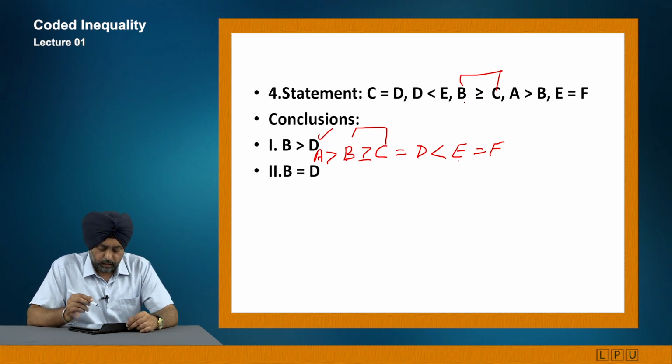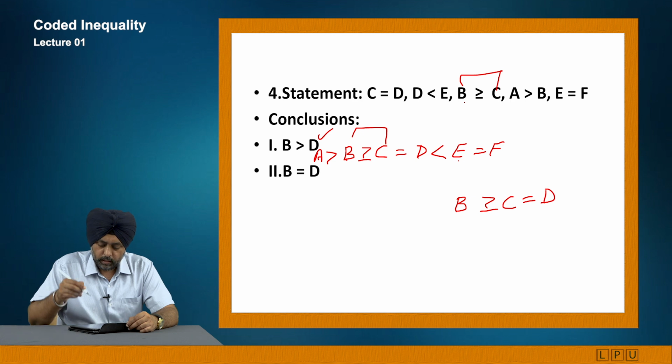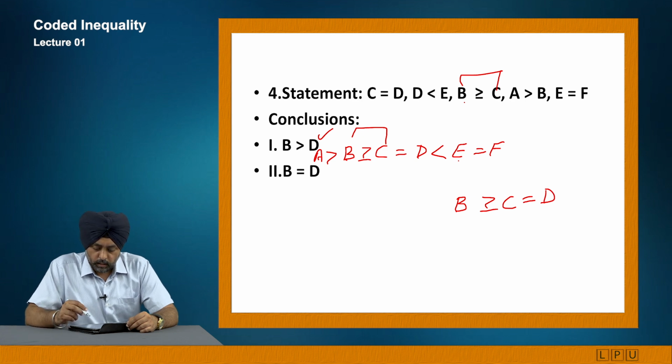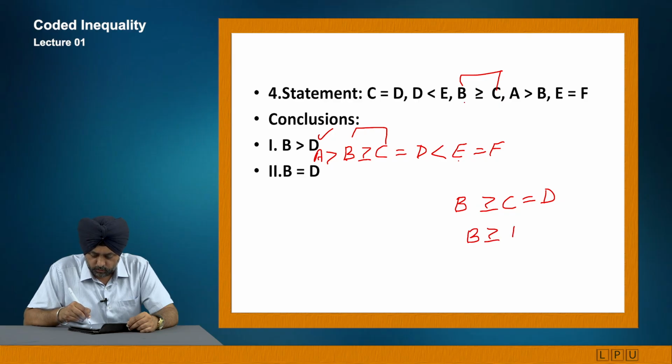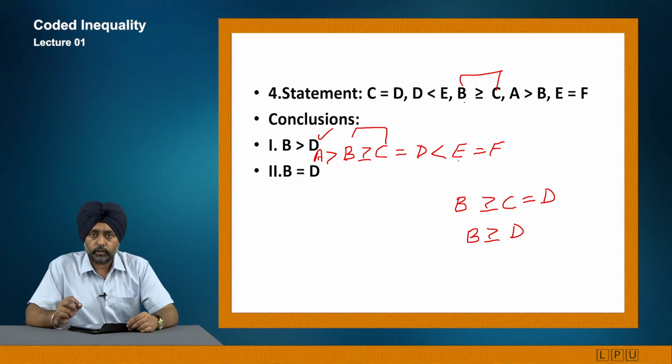First is B is greater than D. Now let us chalk out this statement. Now understand it very carefully. Since C and D are equal, instead of C I can write D also. So I could say the statement can be this also, B is greater than or equal to D, because C and D are equal. So I could replace C with D also.